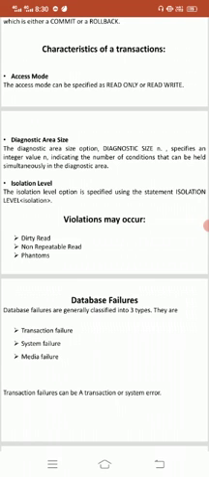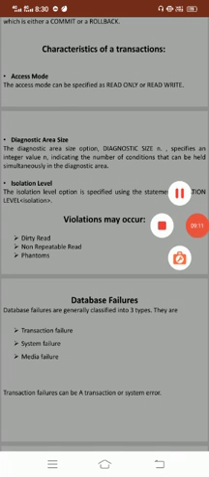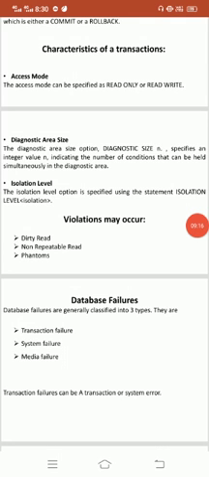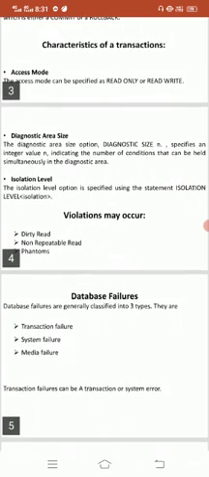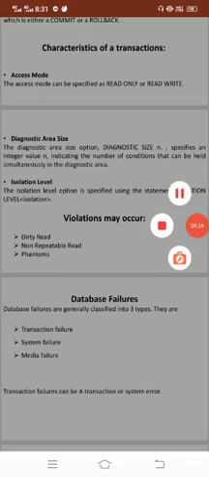What are the violations that may occur in isolation level? The first is called dirty read, the second is called non-repeatable read, and the third is called phantoms. So in isolation level we have three violations.